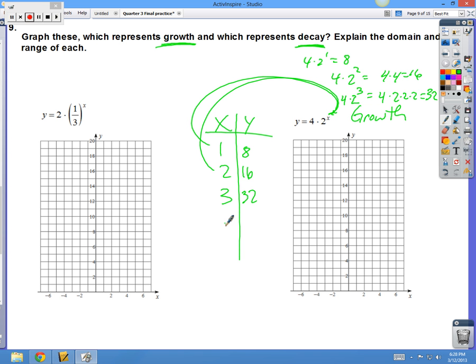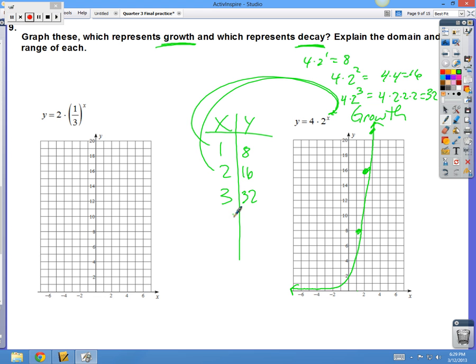So this one is going to grow pretty fast. So you're going to have a dot 1 on 8 right there. You're going to have a dot over 2 up 16, over 3 up 32. It's going to look something like this. Okay, now this is the important part. It is never ever going to drop down below 0. It is never going to turn into a negative number. It's always going to stay positive.